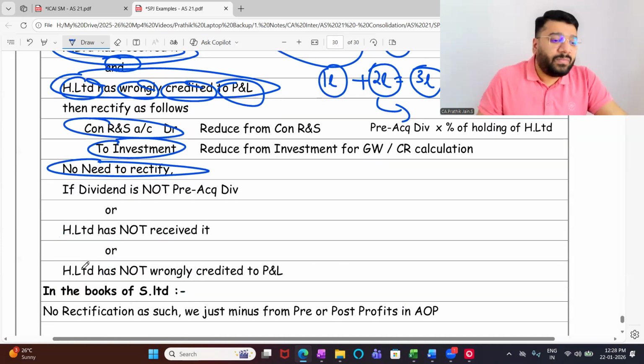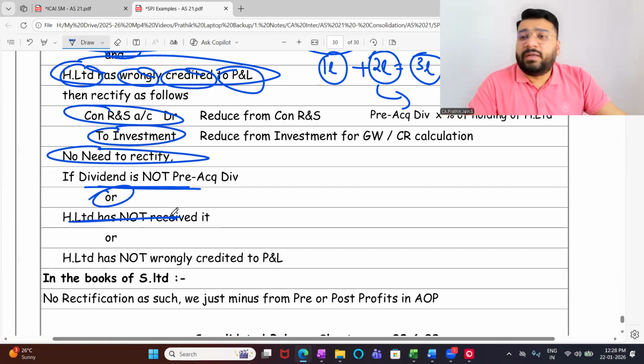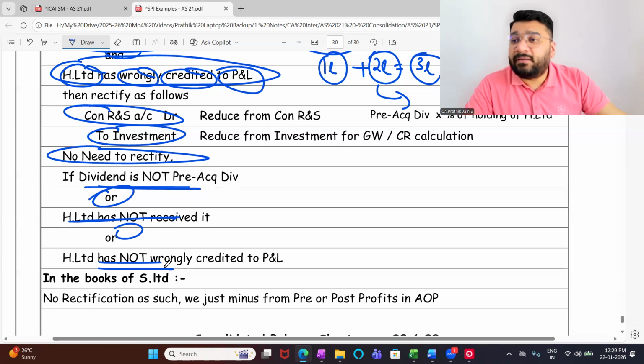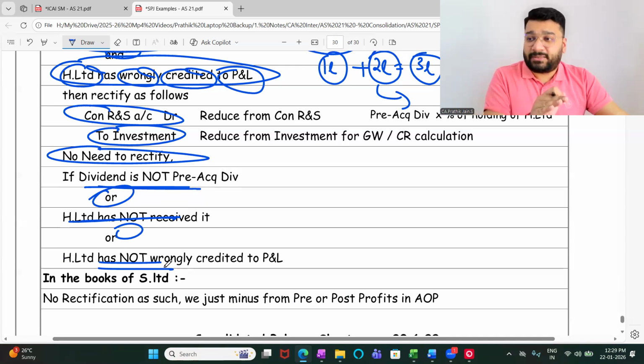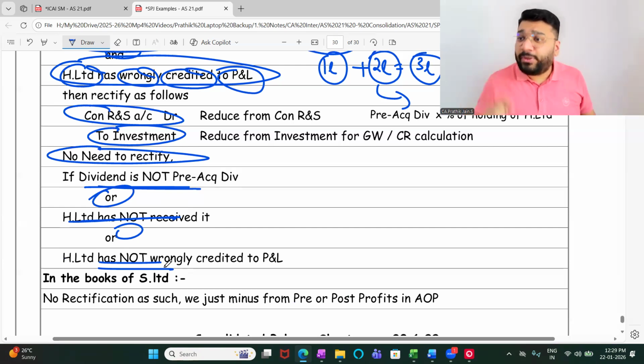No need to do rectification when the dividend is not pre but post. Post dividend is my income, so I'll record it in my income, nothing wrong in it. Or when the dividend I have not even received, I have not recorded anything, so will I rectify anything? No. Or when H Limited has not wrongly credited, meaning they have correctly reversed it in the investment. When the 50,000 dividend is received and the entry passed is bank to investment, the entry is correctly passed, so will I do any rectification?